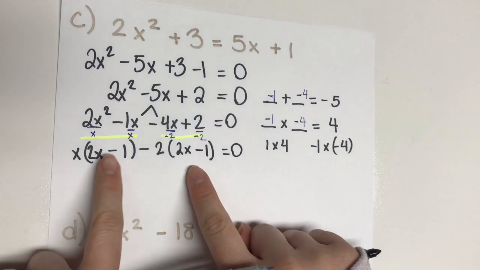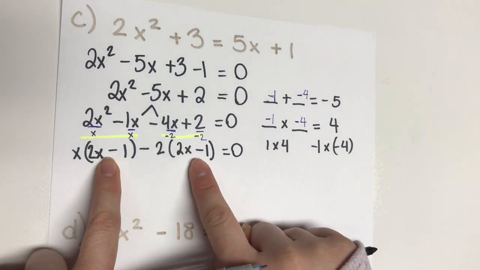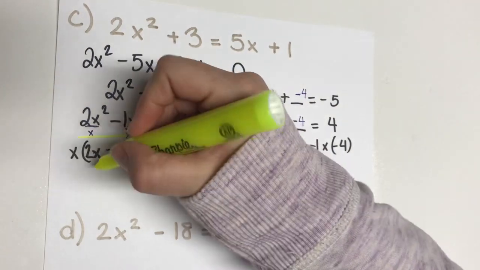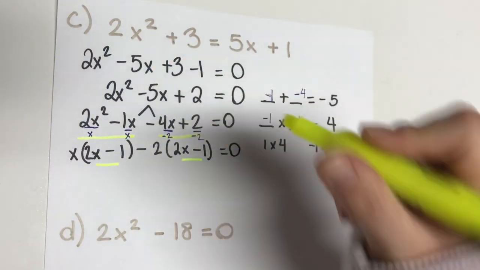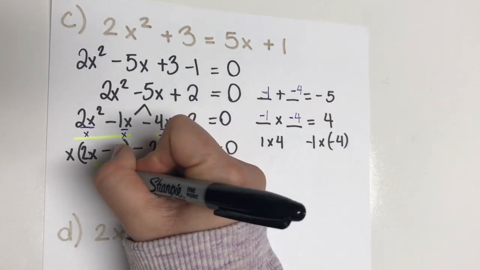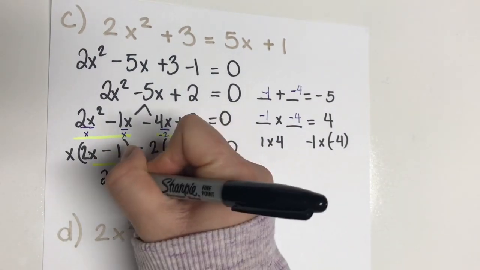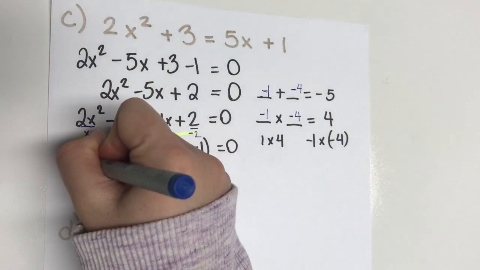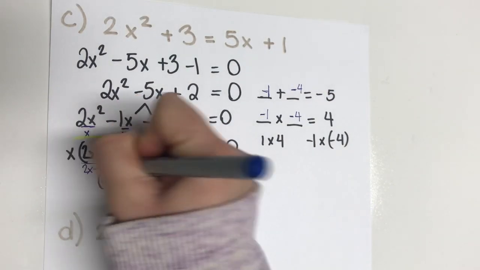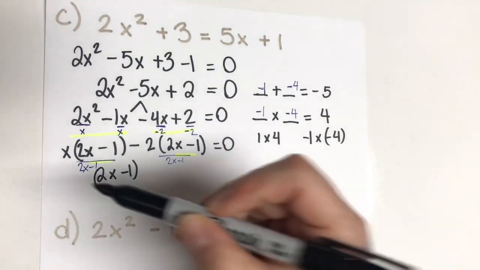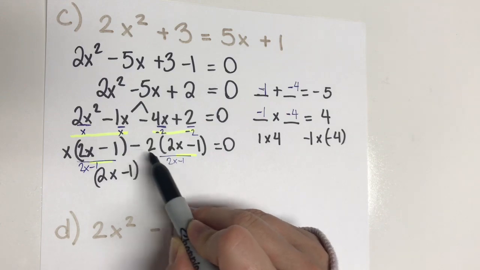And I know I did it right because these two brackets are the same, so that's what I'm going to factor out. They both have a 2x minus 1 in them, so I'm going to factor that out, and I'm left with 2x minus 1. When I divide it out here, I'm left with x and negative 2.